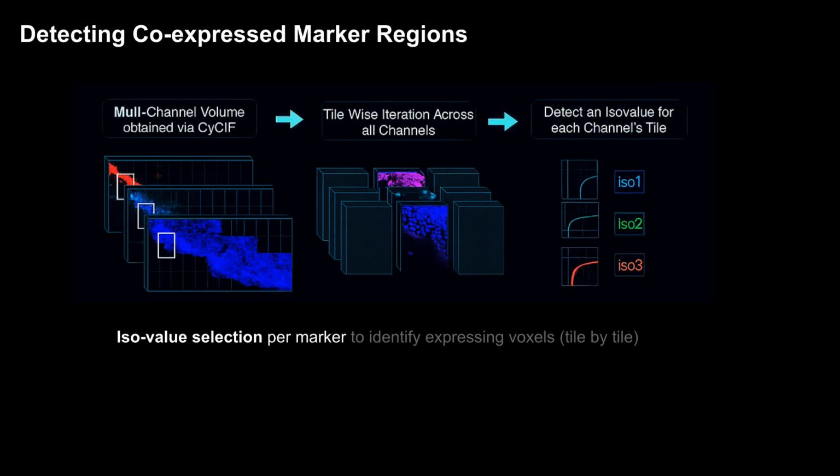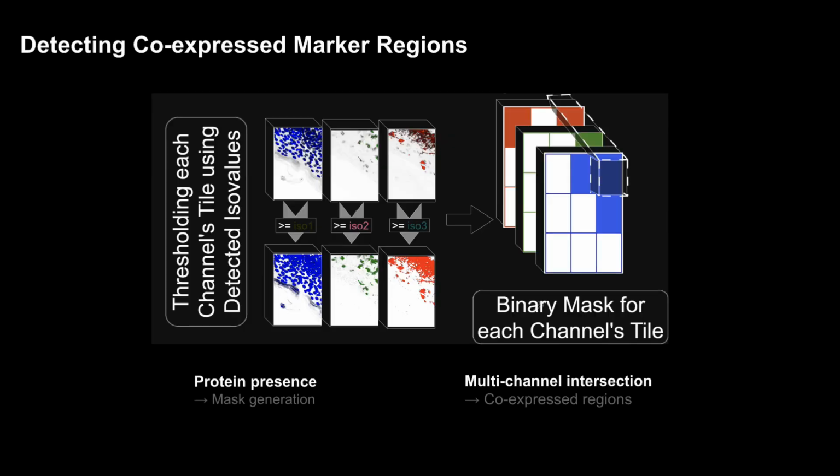Using a set-based approach, we select marker voxels, isovalue, tile by tile, to find co-expressed regions. We generate protein masks, find overlaps to reveal co-expressed markers, and run this on fine tiles for cellular detail.